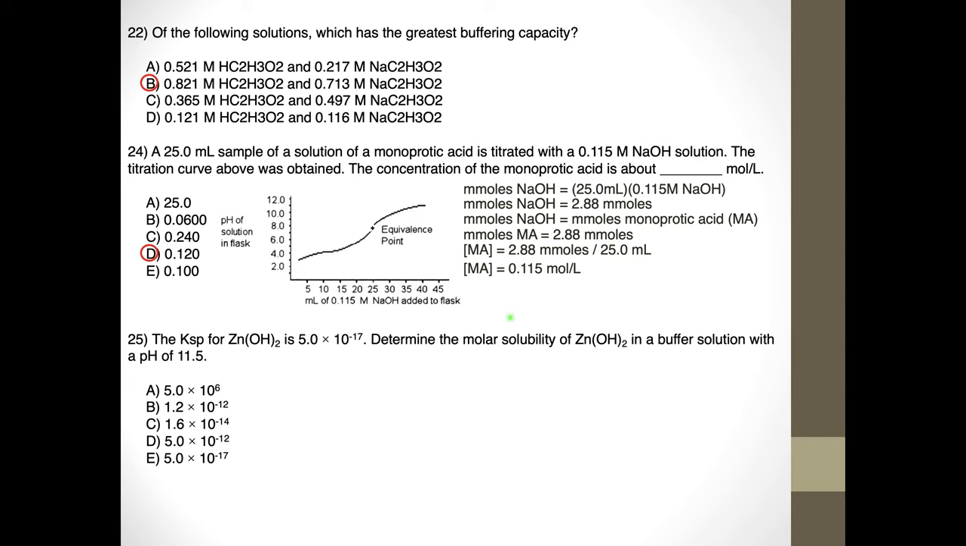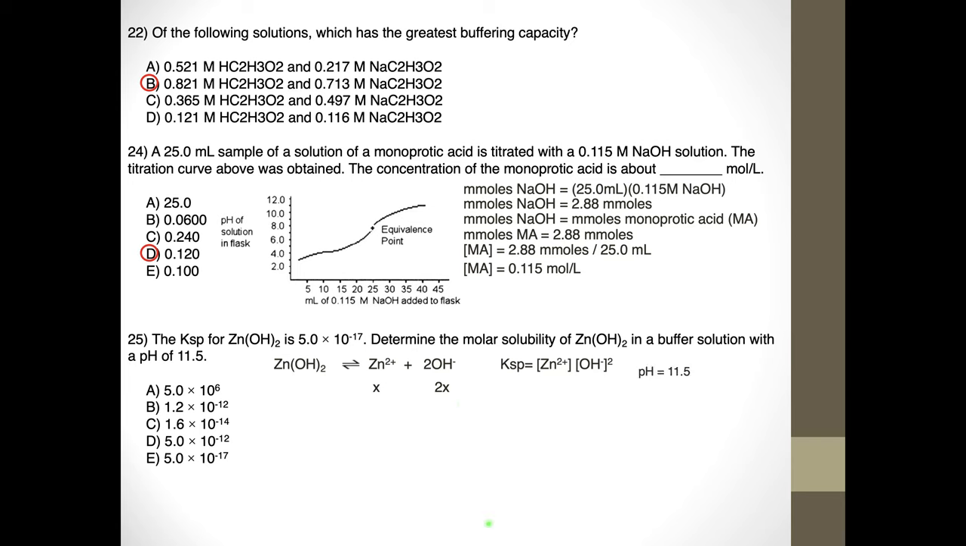Number 25, the Ksp for the zinc hydroxide is 5.0 × 10⁻¹⁷. Determine the molar solubility of zinc hydroxide in a buffer solution with a pH of 11.5. So the zinc hydroxide is basically a solid here. We dissociate that to zinc and 2 moles of hydroxide ion. So now we can establish that the Ksp is equal to the concentration of the zinc times the concentration of OH squared. We don't use the zinc hydroxide because this is a solid. And now the change is going to be minus X for the zinc hydroxide, X for zinc and 2X for OH.